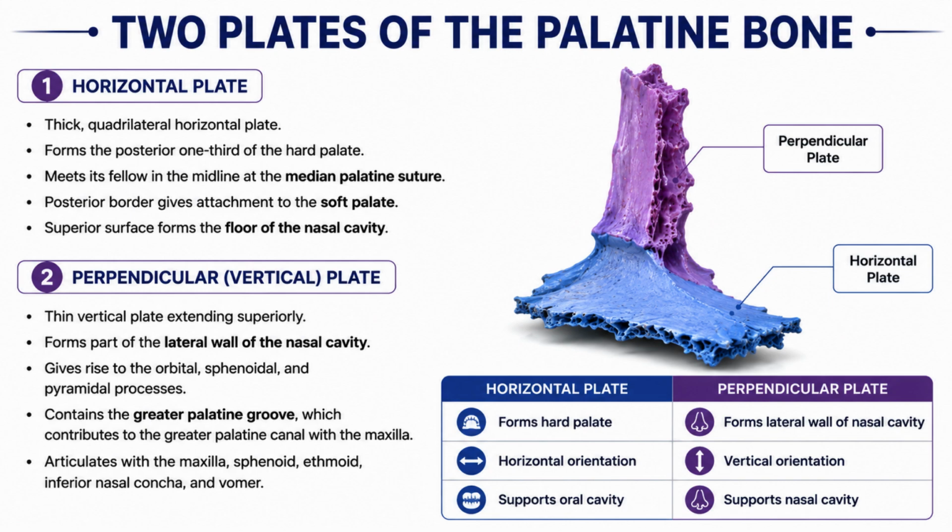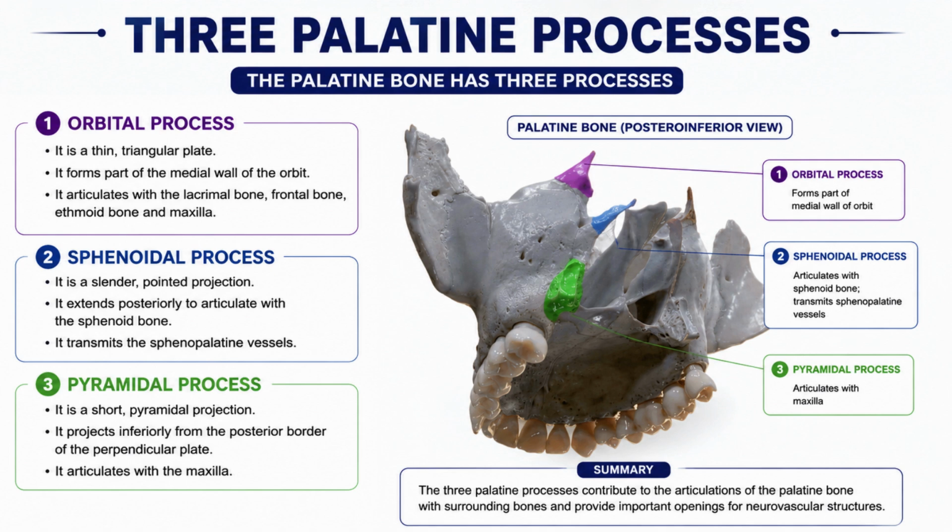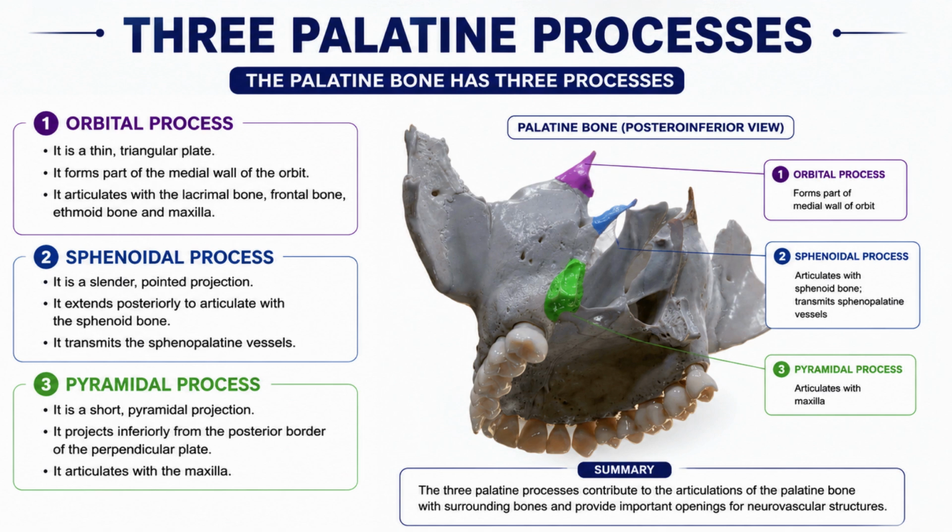Then the three processes of the palatine bones. First one is the orbital process. See the diagram. Orbital process projects upwards and laterally from the perpendicular plate. It is triangular in shape and forms the posterior part of the floor of the orbit. It articulates with the lacrimal bone, frontal bone, ethmoid bone and the maxilla.